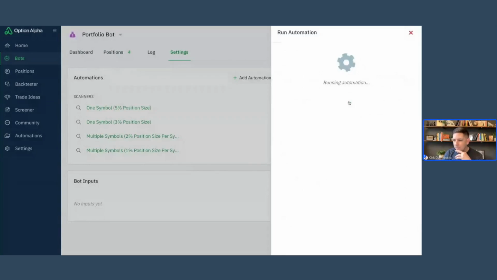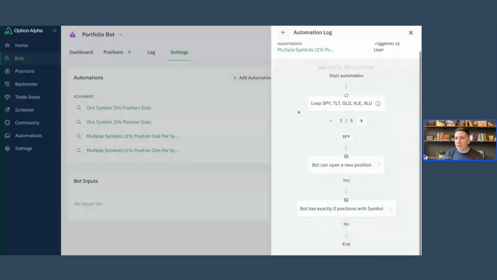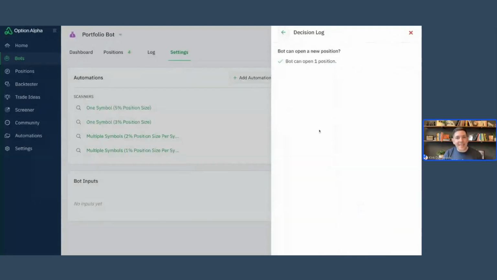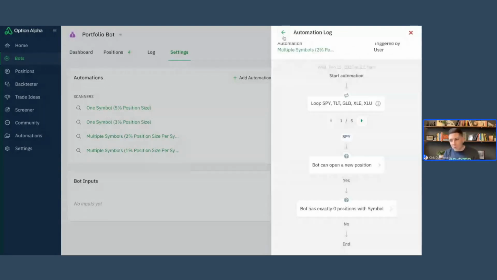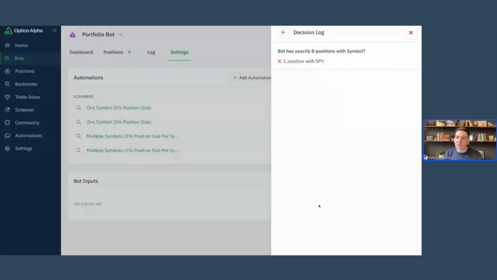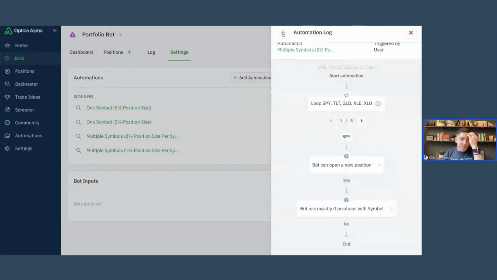What's going to happen? Well, the first thing that happened is when it goes through SPY, it's going to ask questions like, can the bot open new positions? Yes, it can open 1 new position. We know that, right? It has 4. We said it could open 5. Does the bot have exactly 0 positions with SPY? No. So stop adding positions to SPY. Okay, go to the next symbol.